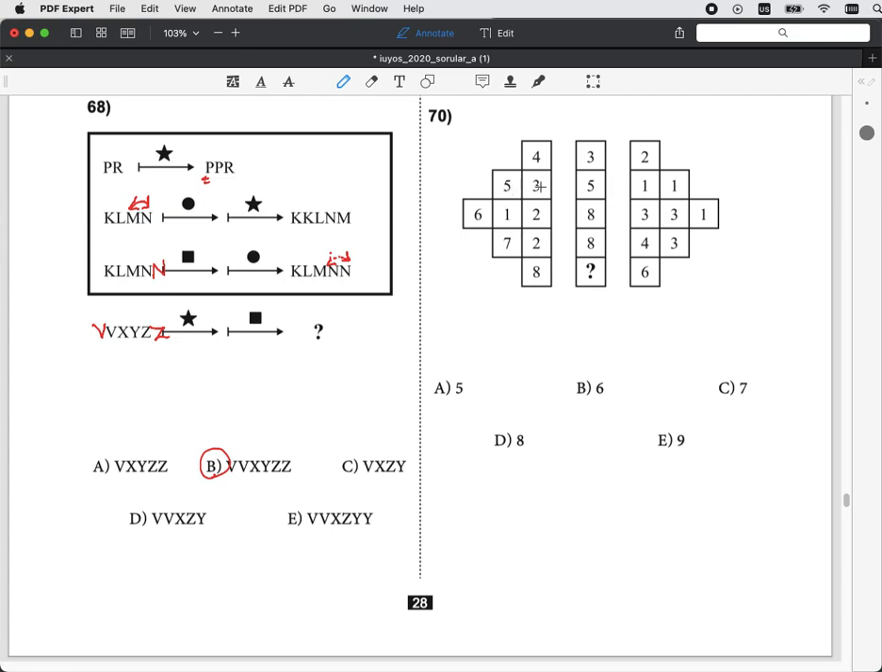Okay, 74, 3, 2. 5 plus 8 is 3, 8, 5, 2. So 8, 5, 2, the difference is 3, right? From 8 to 5 is 3, 5 to 2 is 3. And 6, 1, 2, it is 9, 8, 3, 3, 1 is 7. Okay, 9, 8, 7. This one is 9, 8. This is 7. And this is 8. This is 6. Then this should be 7. And the answer is C.